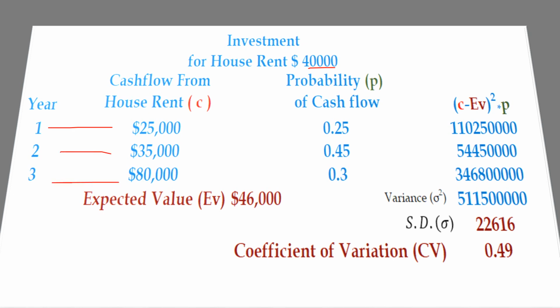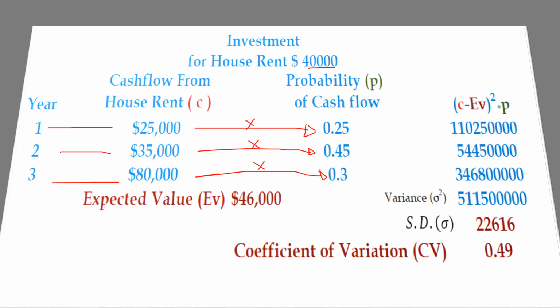For the second year, cash flow from the house rent is 35,000 and the probability of being 35,000 is 0.45. Similarly for the third year, cash flow from house rent is expected to be 80,000 and the probability of this expected cash flow is 0.3. Once we calculate the cash flow times the probability and sum it up, we get the expected value, or the average cash flow from house rent.